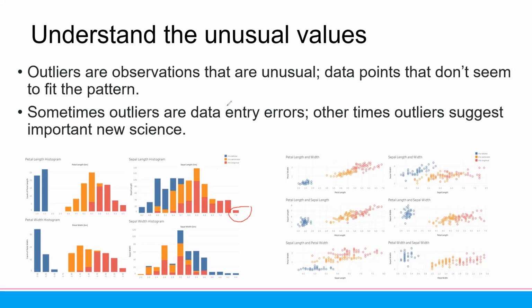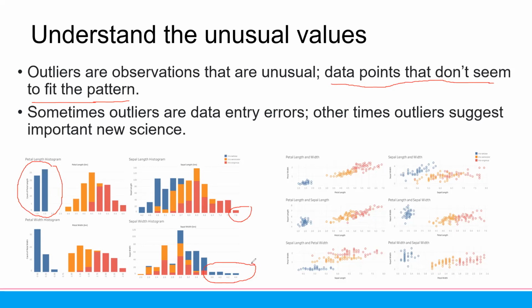And yeah, we want to find the data points that do not seem to fit the pattern. So you can see that here, the petal length of the blue color is very small, but the sepal width is very huge. Yeah. So based on this one, you can see it's not that usual.